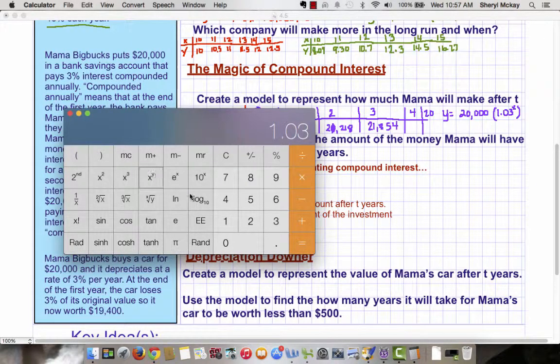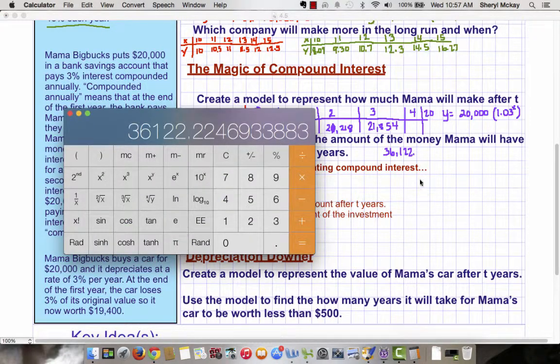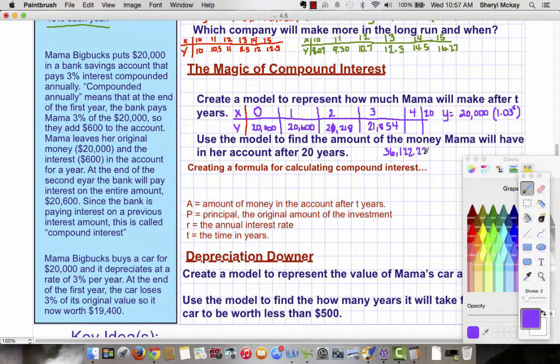1.03 to the 20th power equals 1.806111 times 20,000 equals 36,000. So it looks like she's going to make $36,122.22. $36,122 and what did I say? 32 cents? 22 cents. 22 cents.